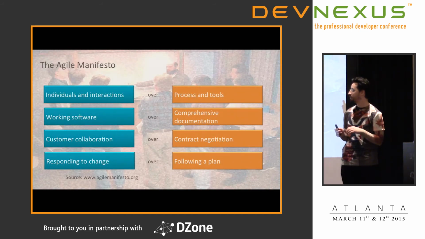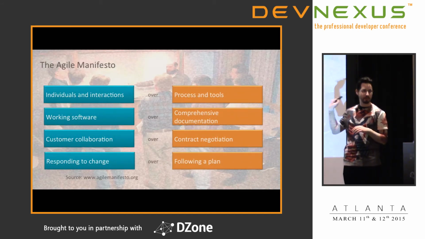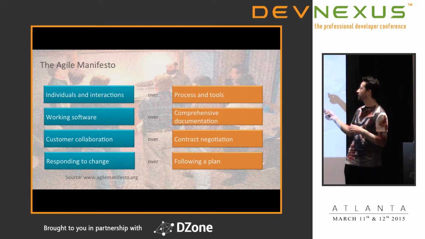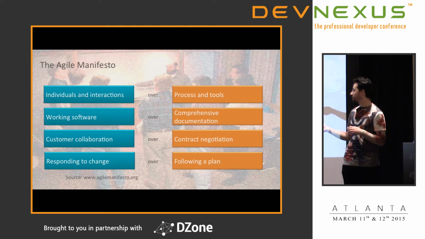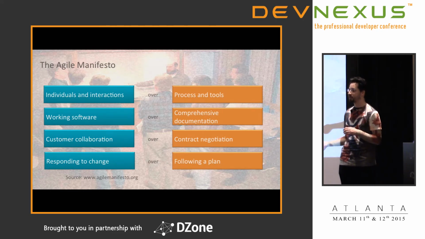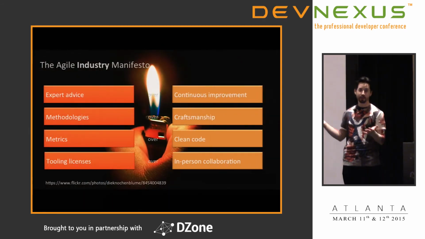All right, so some of the things which I learned, and hopefully some of this can be helpful to you guys in your teams. So you're all probably familiar with the Agile Manifesto, right? Good stuff, right? Individuals and interactions over process and tools, working software over documentation. Talk to your customers, don't just do contract negotiation, and then respond to change. So, you know, that's that. So I got a new one, the Agile Industry Manifesto.